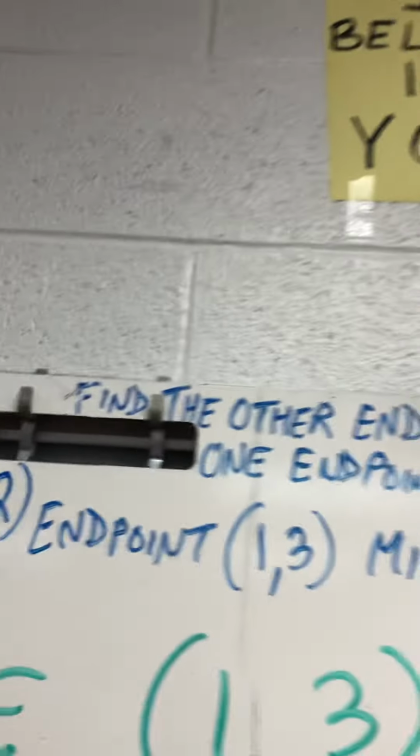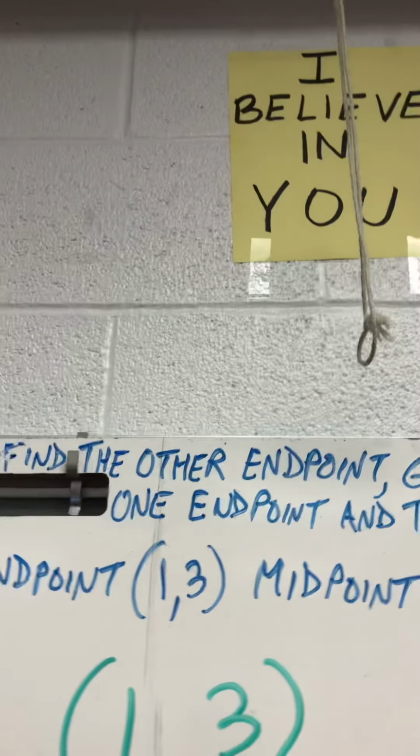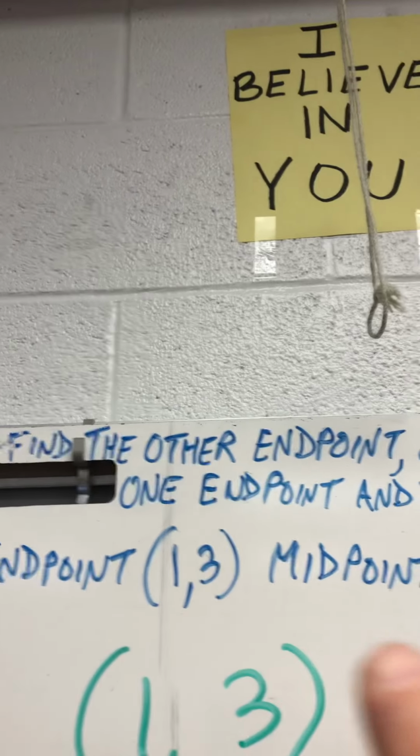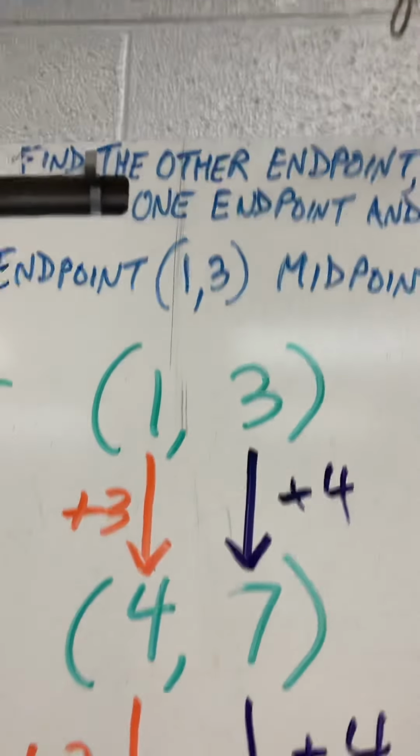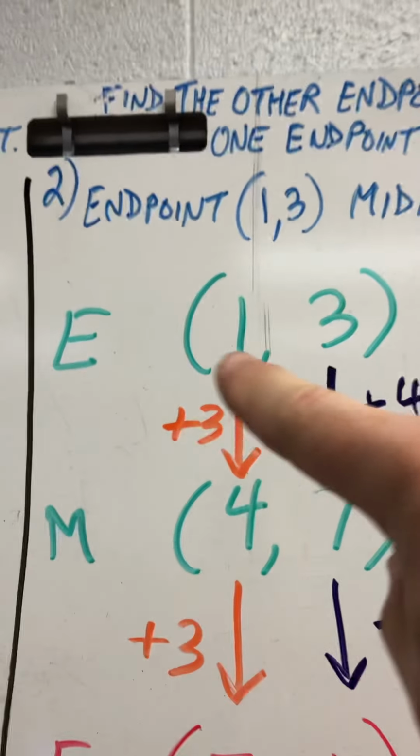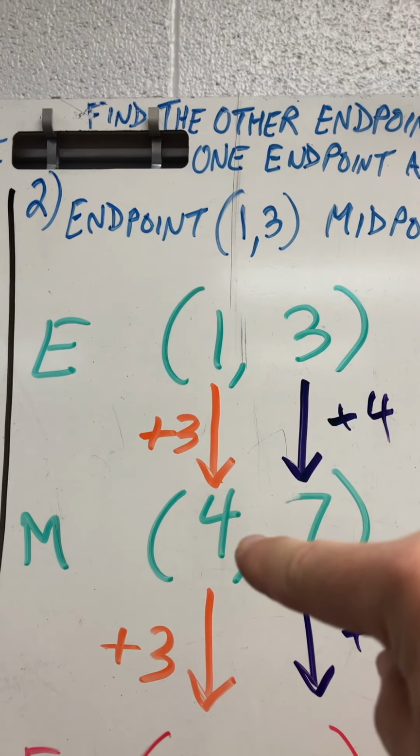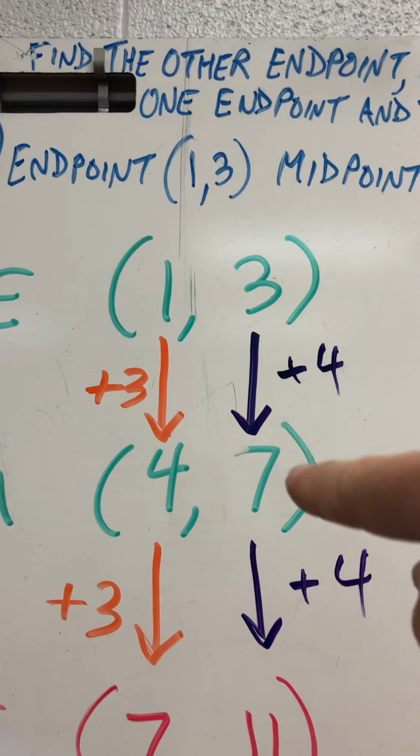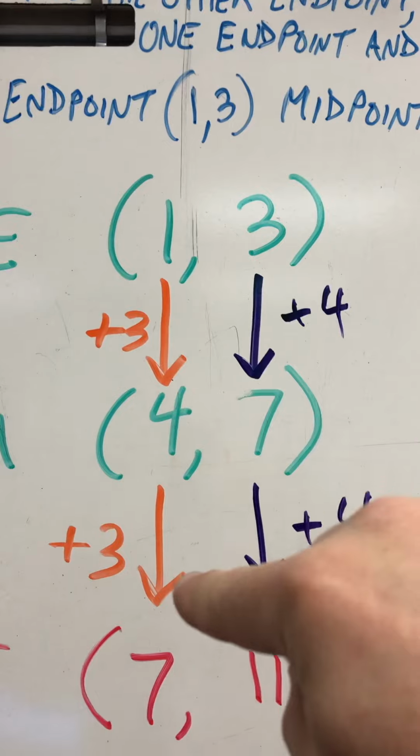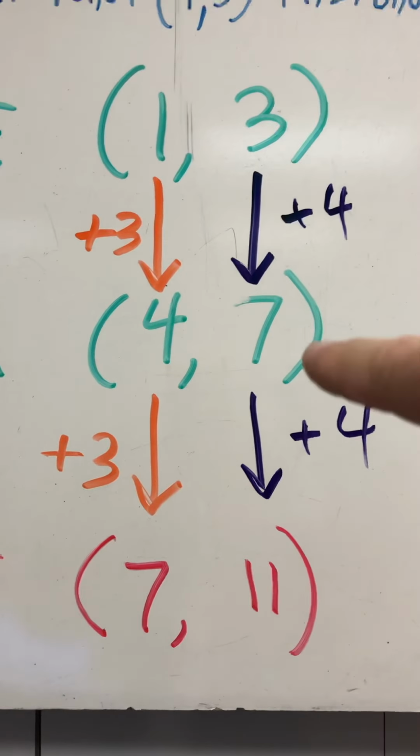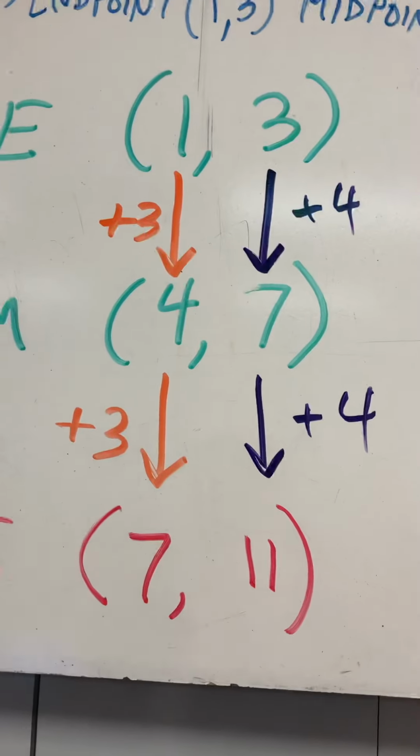So find the other endpoint given one endpoint and the midpoint. If one endpoint is 1, 3, and the midpoint is 4, 7, how do you find the other endpoint? Well, if the endpoint is 1, 3, how do you get from 1 to 4? You add 3. How do you get from 3 to 7? You add 4. So here, if you add another 3, you get 7. If you add another 4, you get 11. Done.